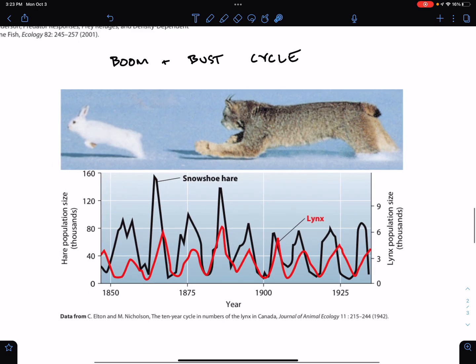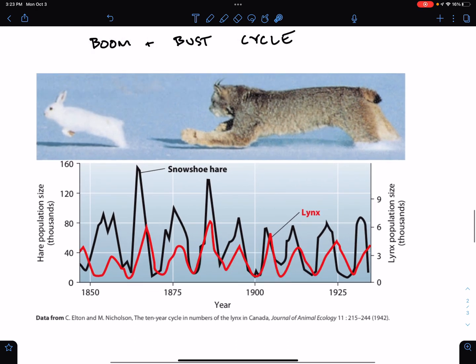And we're going to talk about that in class on the next period, on Wednesday. So come into class with an explanation for the boom and bust cycle of the snowshoe hare and the lynx. Okay, that is all.